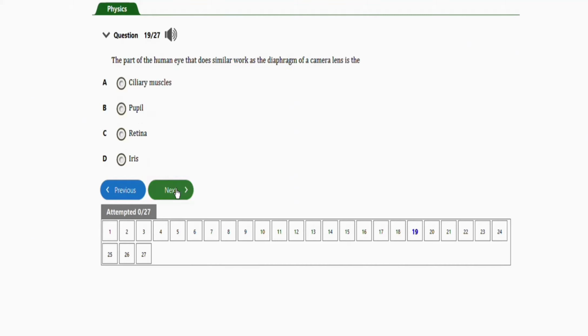Next repeated question is this. It says, the part of the human eye that does similar work as the diaphragm of a camera lens is there. So the correct option to this question is option D, which is iris.